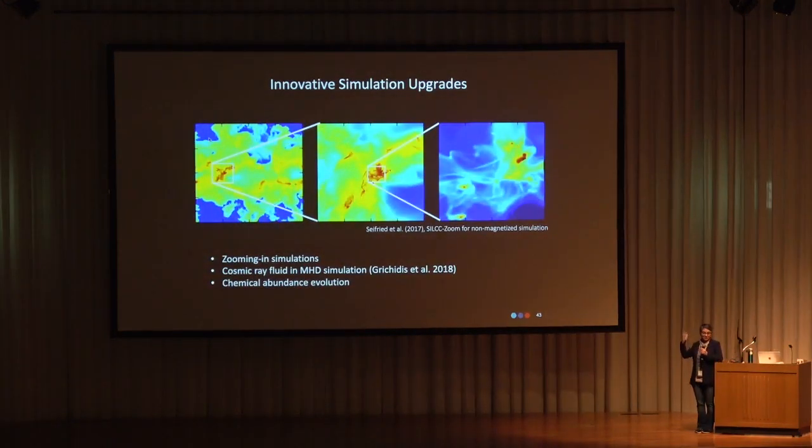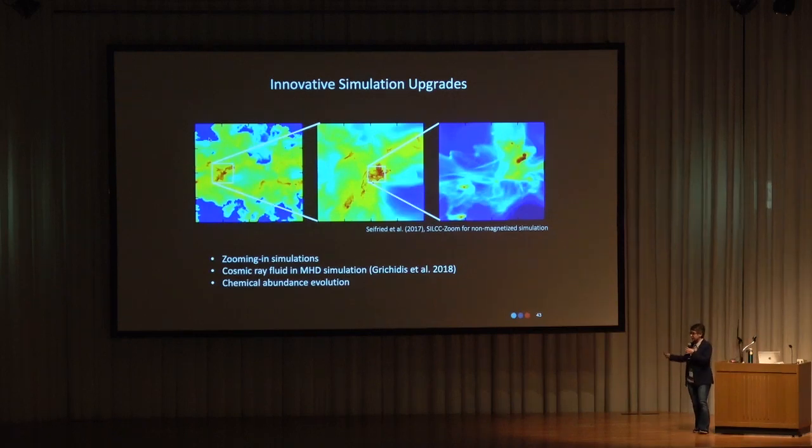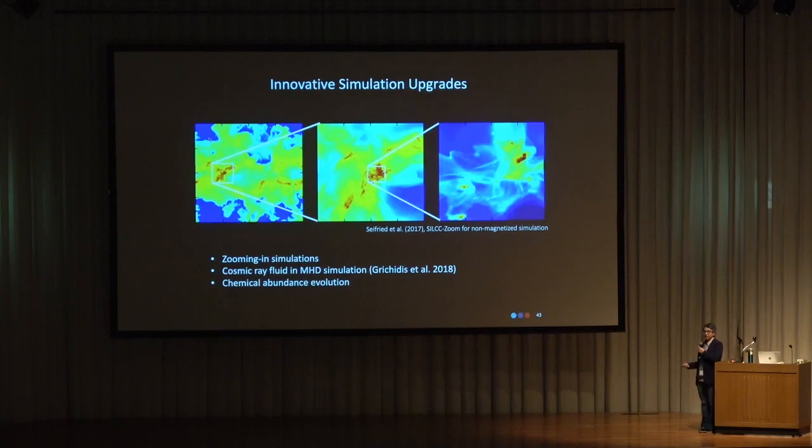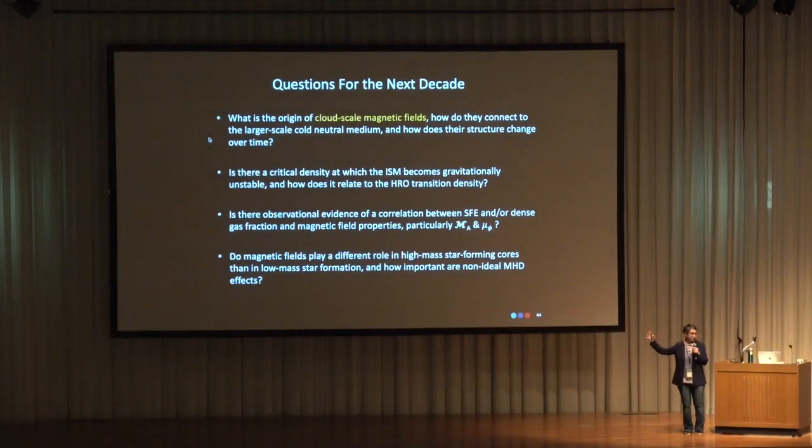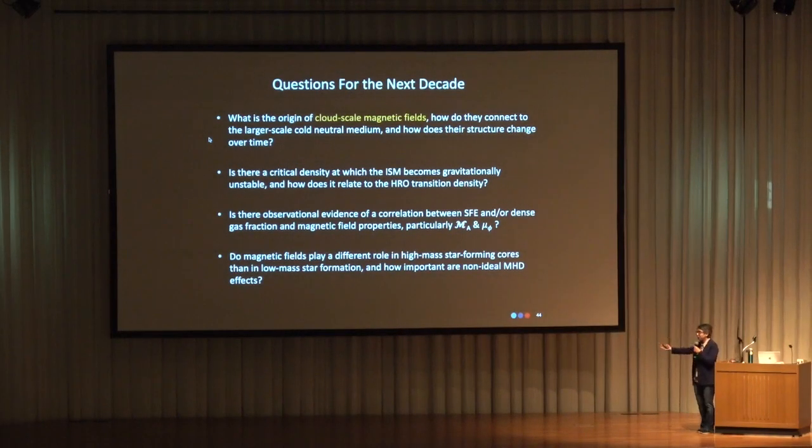We've made significant progress in simulations as well. For example, the zoom-in approach to molecular clouds from kiloparsec scales, and also the inclusion of cosmic rays and models that track chemical evolution in the system. Further progress in these regions is expected in the next few years. So we've posed 4 main questions for the next few years.